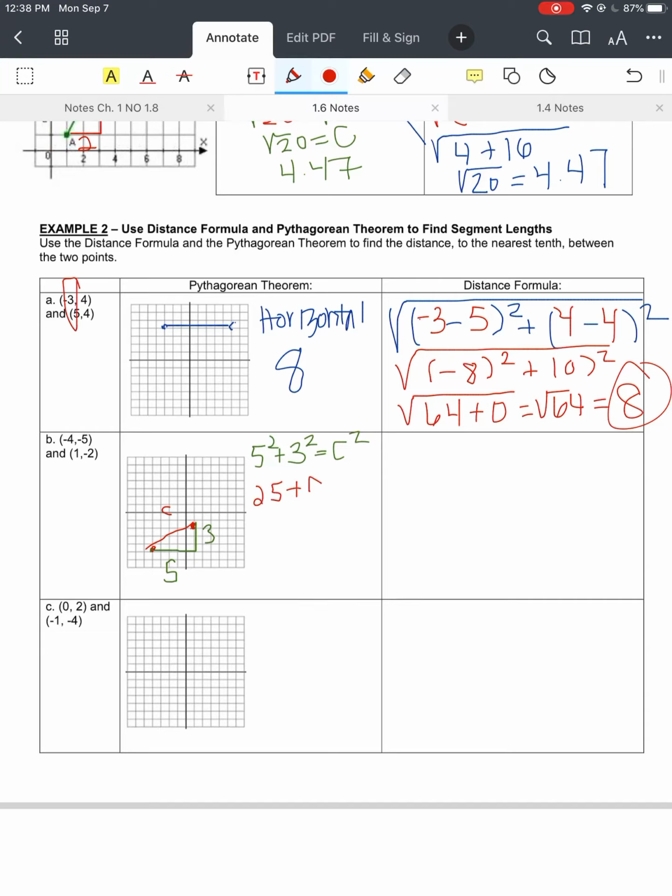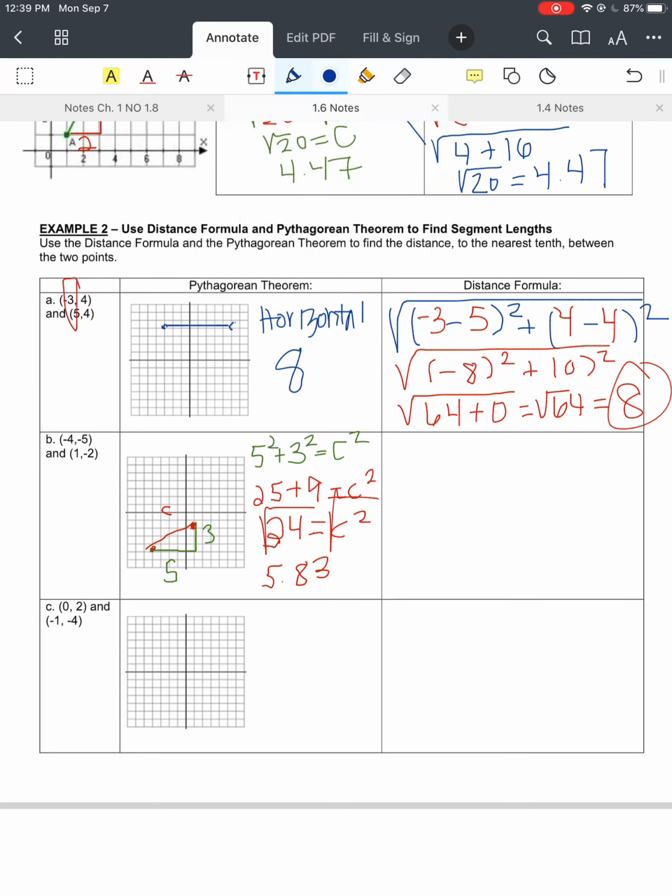5 squared is 25. 3 squared is 9. 25 plus 9 is 34. And again, we have to square root. Square root of 34 is going to give me 5.83.